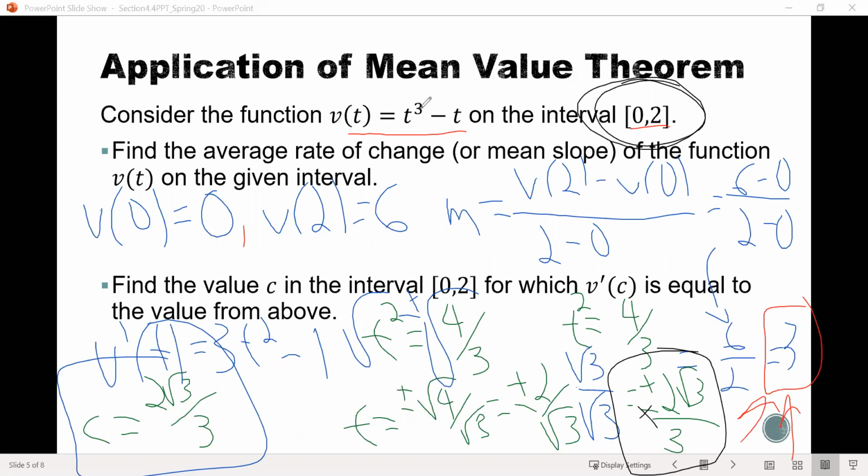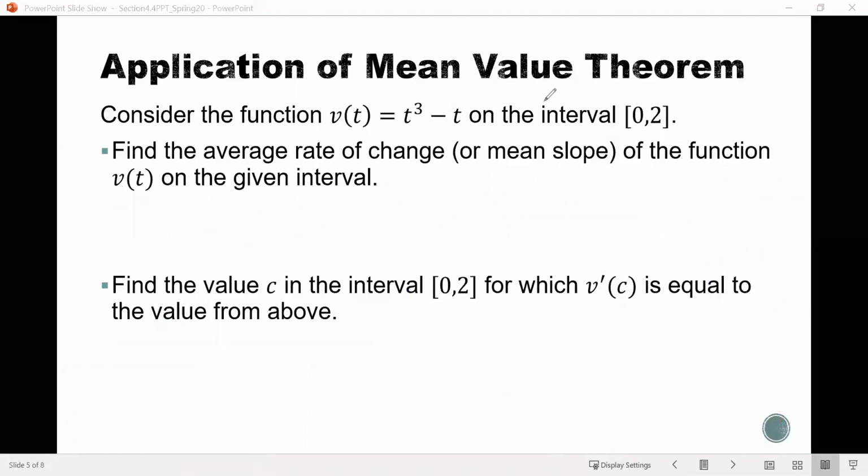And just plugging that in the calculator really quickly, we see that 2 root 3 over 3 is 1.155, so that is in our interval. Okay, so that would be the point where the slope of the tangent line would be the same as that average slope calculation.